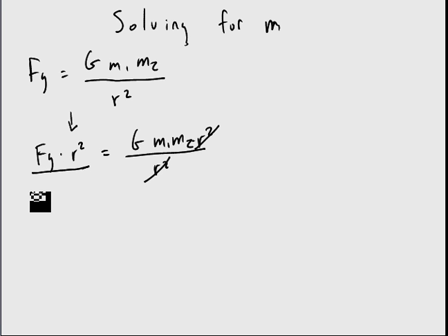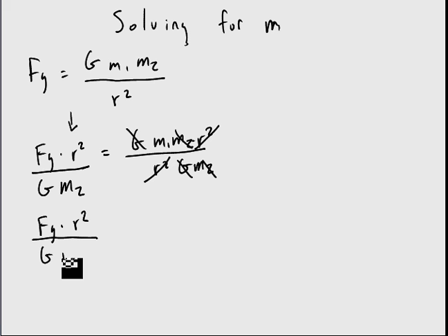Then we can divide both sides by G m2. The G's will cancel out and the m2's will cancel out. And what we're left with is Fg times r squared over G m2 is equal to m1. And just for clarification, m2 and m1, the numbers don't actually matter. You could write it the exact same way with them switched, totally arbitrary, up to you which one is which.